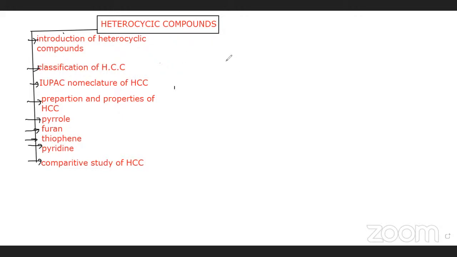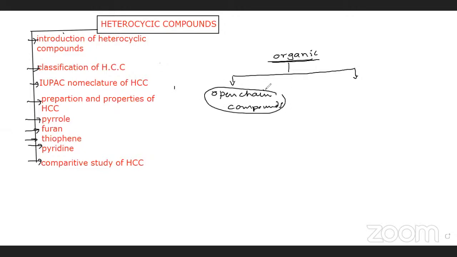Okay. So generally, organic compounds based on their structure are majorly classified into two categories. One is open chain compounds. Simply we can say acyclic compounds. Next one is cyclic compounds.